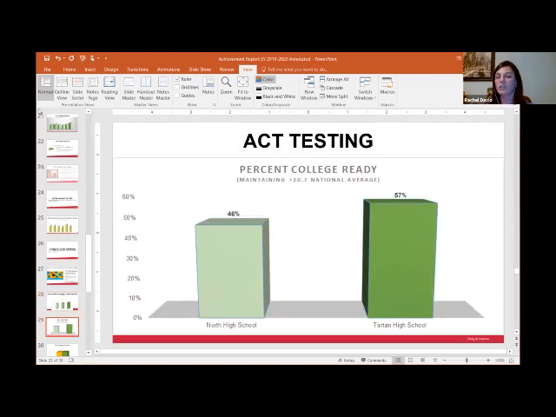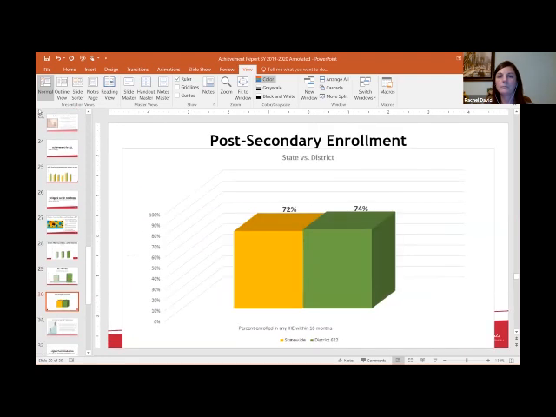In addition, we also took a look at ACT testing to see how our students are performing. And what the data shows is that 46% of students at North and 57% of students at Tartan are performing above the national average. The national average of composite scores is 20.7, and 57% of our students at Tartan are performing above that, and 46% at North. And then finally, we take a look at our post-secondary enrollment. You can see that compared to the state, we're performing 2% above the state average.